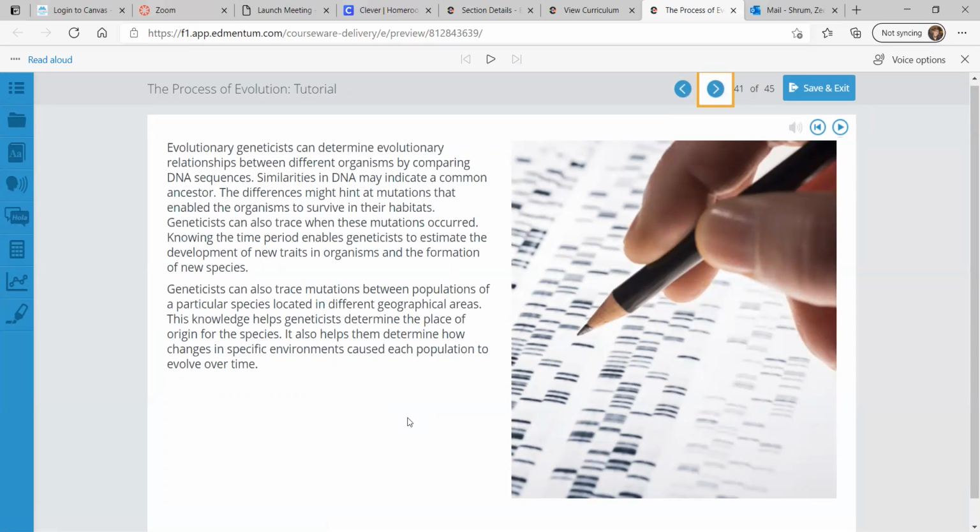Evolutionary geneticists can determine evolutionary relationships between different organisms by comparing DNA sequences. Similarities in DNA may indicate a common ancestor. The differences might hint at mutations that enable the organisms to survive in their habitats. Geneticists can also trace when these mutations occurred. Knowing the time period enables geneticists to estimate the development of new traits in organisms and the formation of new species.